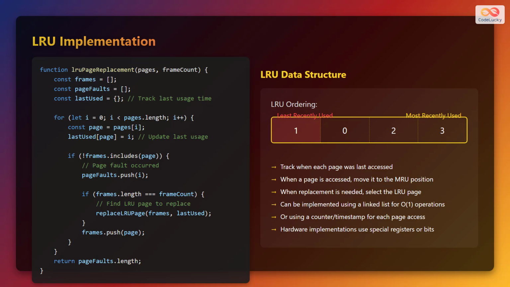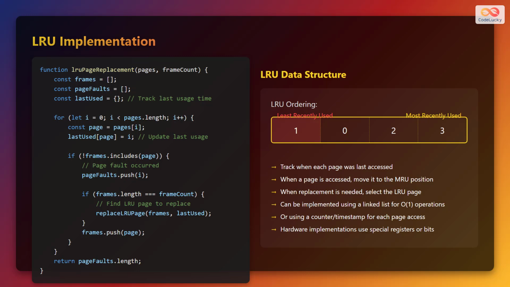If the page is not present, which means a page fault occurred, then the page index is pushed into the page faults array. It checks if the frames array has reached its maximum frame count. If so, it calls another function named replaceLRUPage to find the least recently used page to replace and replace the page. Finally, the current page is pushed into the frames array.